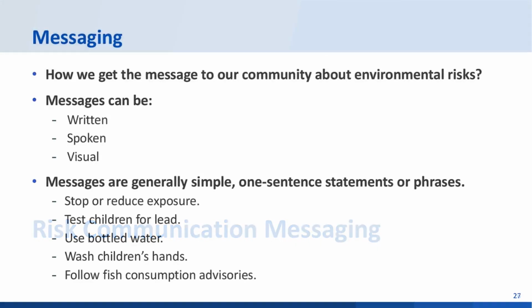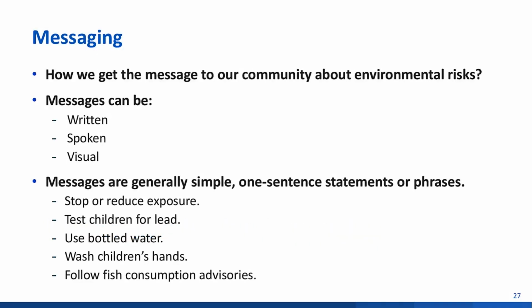Now that we've defined the role of an environmental health professional, let's discuss how we use messaging and how we get the message to our community about environmental risks. Messages can be written, such as fact sheets or information on a website. Messages can be spoken, such as providing key points to community members. Messages can be visual, for example, a picture of a person washing hands with a clock showing 20 seconds.